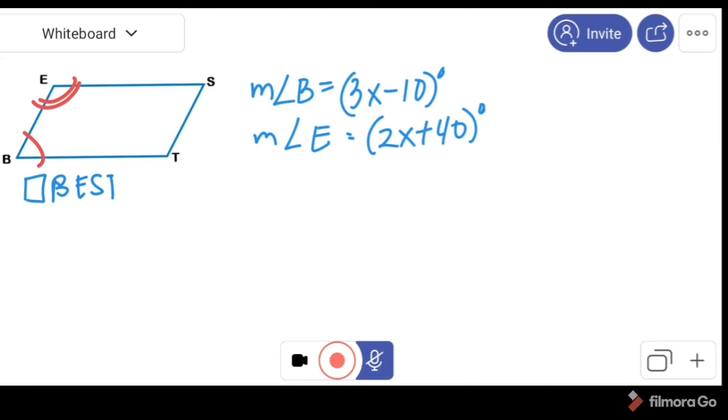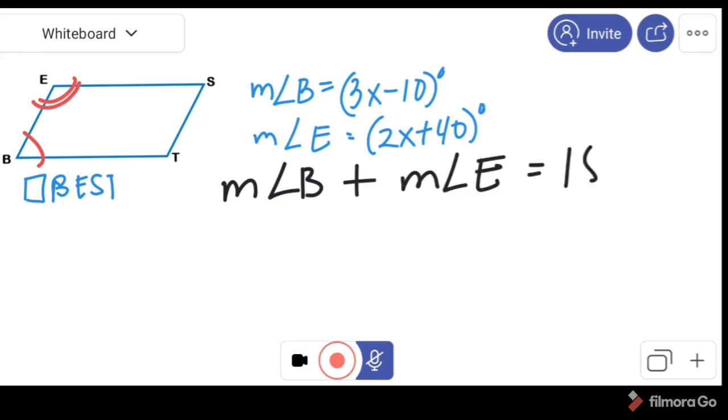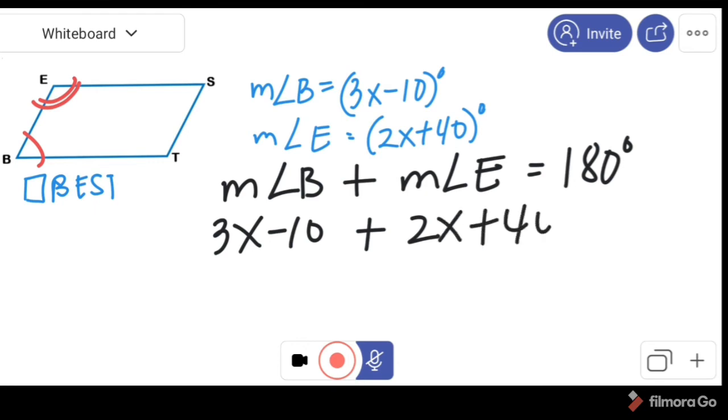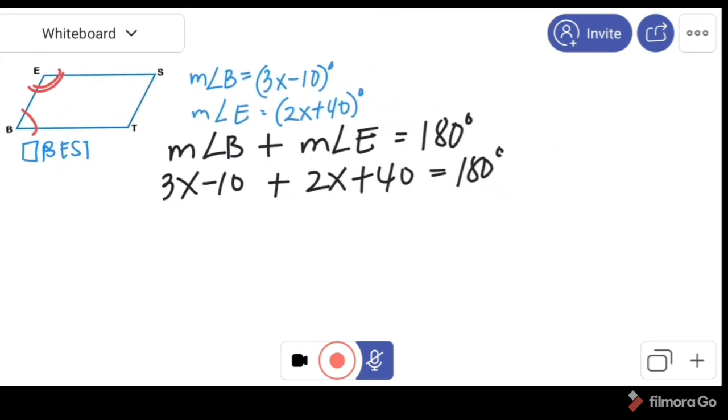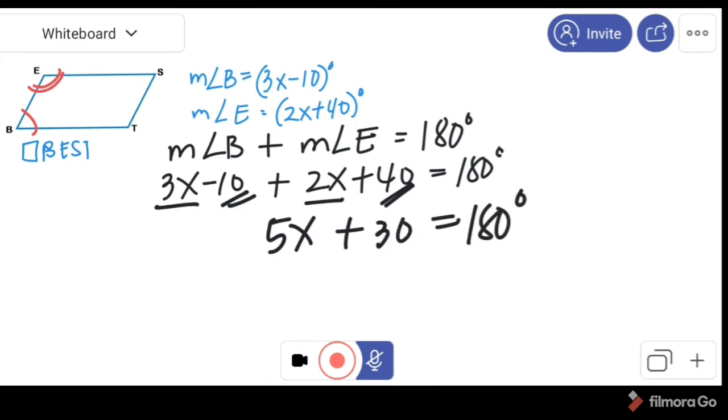So let us write the equation. Measure of angle B plus the measure of angle E is equal to 180 degrees. Substitute the value of angle B, which is 3x minus 10, plus 2x. Measure of angle E is 2x plus 40 is equal to 180 degrees. Now, we need to combine similar terms. We have 3x and 2x. Very good. That's 5x. How about negative 10 plus positive 40? Correct. Positive 30 is equal to 180 degrees.